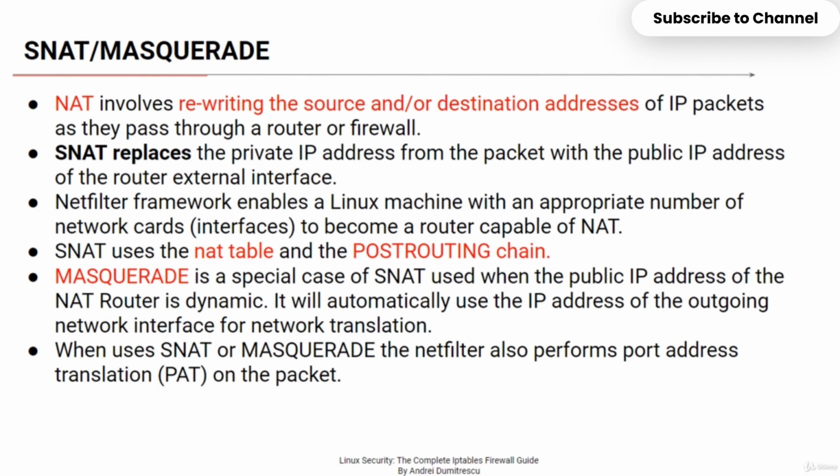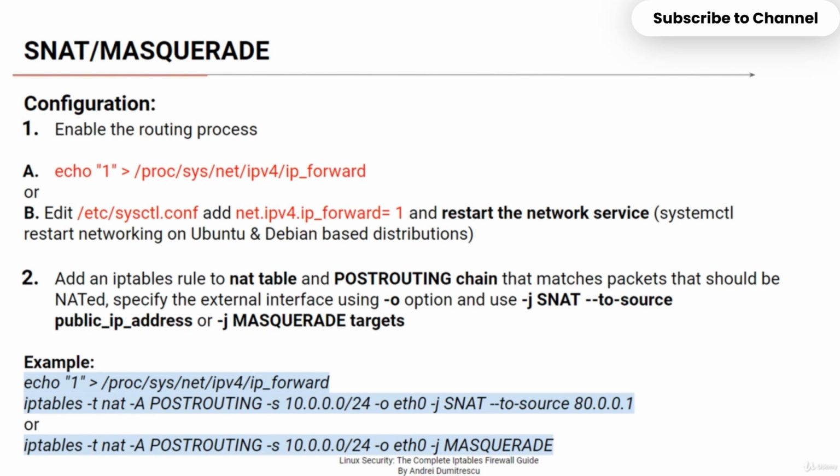When configuring the Linux machine for SNAT or masquerade, the Netfilter framework also performs port address translation or PAT. It means that it will translate the source port of the packet as the packet is routed. Let's see how we configure SNAT or masquerade.